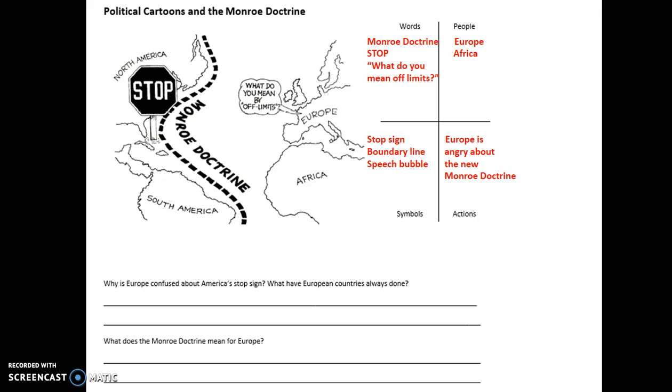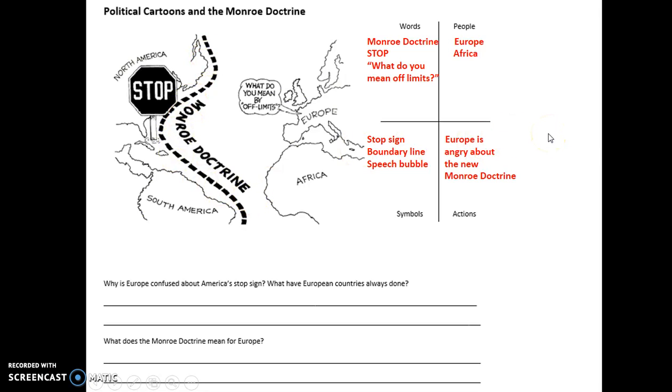Okay, so these are some words that I came up with when I was looking at it. So we had Monroe Doctrine was there, the stop was there, what do you mean off limits? Symbols would be the stop sign, right? That's a symbol. The boundary line for Monroe Doctrine. And a speech bubble is a symbol. Right, people, I would say, would be Europe, Africa, even South America and North America, if you'd like to put that, because that represents groups of people. And then actions would be what Europe is saying, right? When they're saying this, it's telling us that they're angry about this new Monroe Doctrine.